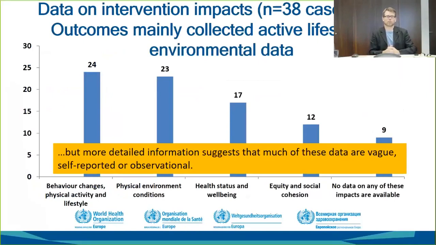But even when it comes to health status and equity and some of the environmental dimensions, when you look into this in more detail, it's very obvious that most of the information collected to evaluate the interventions is very vague, it's self-reported or observational. So we would have information such as 20 people joined the walking group and they all liked it. Whether they would have been walking somewhere else anyway and you don't have much of an additional benefit is not clear. So on that side, most of the case studies were rather weak.